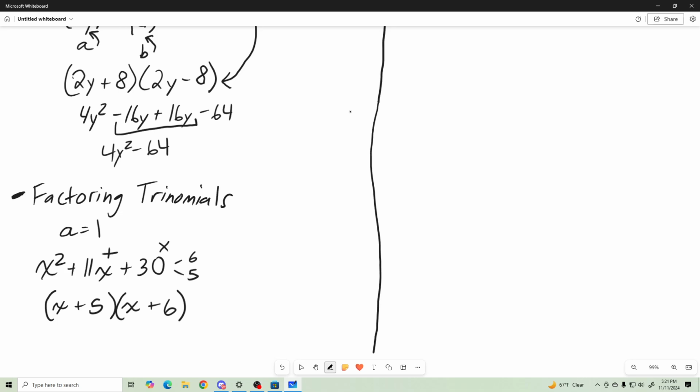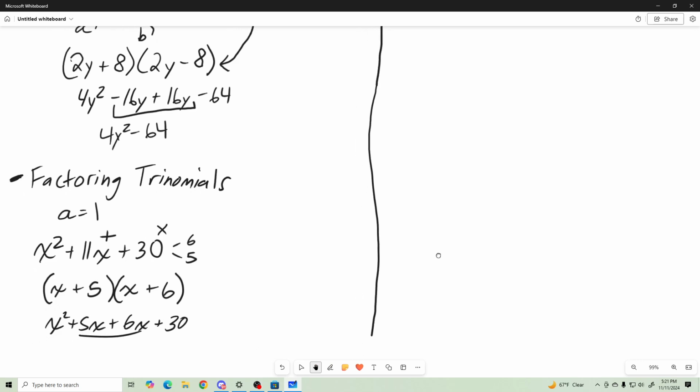Right? And if you want to FOIL it back, you'll get 6 and 5. So you'll get x squared plus 5x plus 6x plus 30, right? And then the 5 and the 6 combine, and you get exactly what you started with. So those aren't too bad. Hopefully you just practice those a little bit, and then you'll get those.